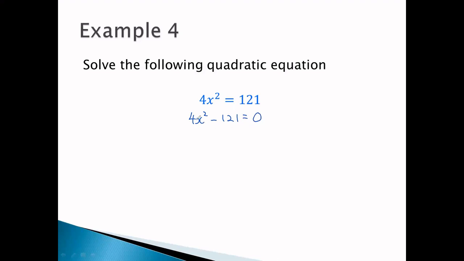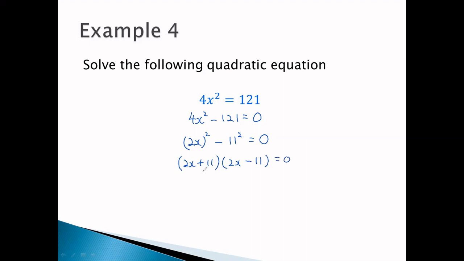So again, 4 and 121 are perfect squares. So it looks to me like it's a squared minus b squared again. So square root the 4, I get 2x in brackets squared, minus 121, square root of 121 is 11. So now I get a squared minus b squared equals 0. (a plus b)(a minus b) equals 0.